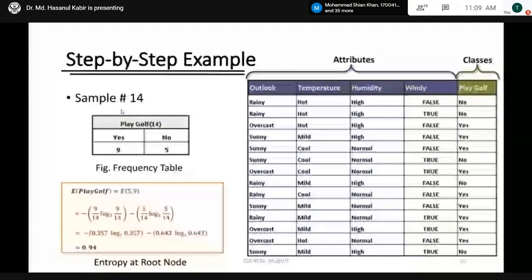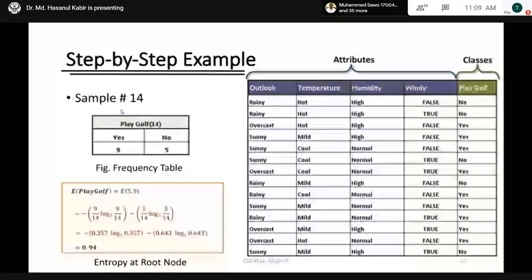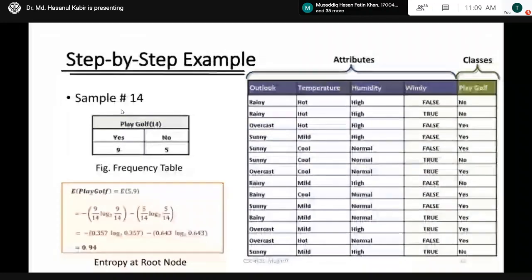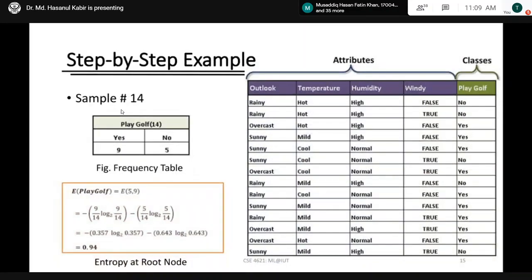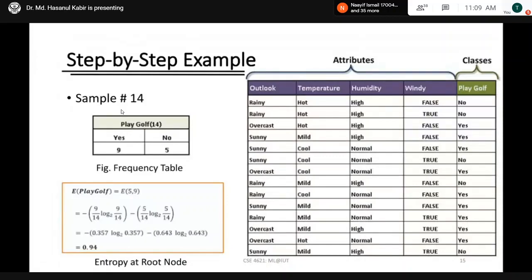That means I haven't done the split yet. I have shown you how to calculate the entropy for outlook, temperature, humidity and windy. But before doing the split, if I say that at the very beginning for this whole data set, what is the entropy value? Can you calculate that one? It's very easy, right? Yes, sir.